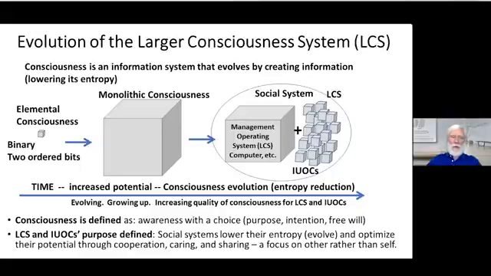All right, so now the larger conscious system and individual units of consciousness' purpose are defined. So what is our purpose? Why are we here? Well, social systems lower their entropy, evolve, and optimize their potential through cooperation, caring, and sharing. A focus on other rather than self.